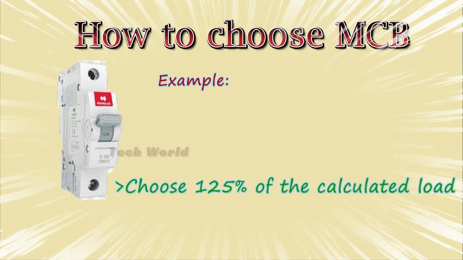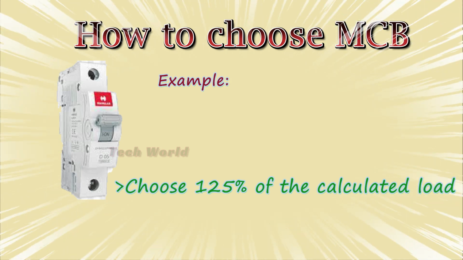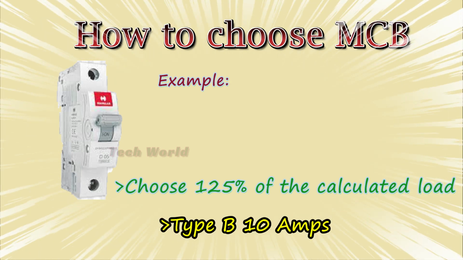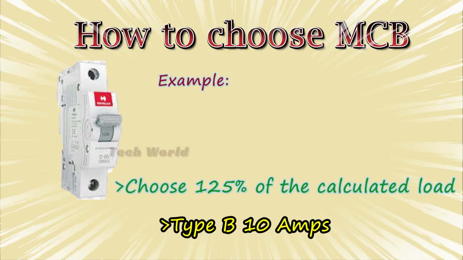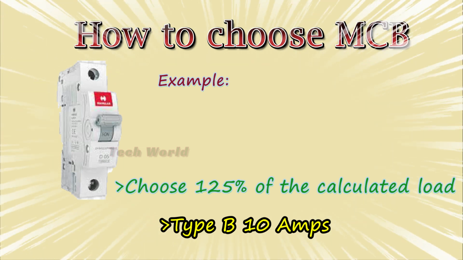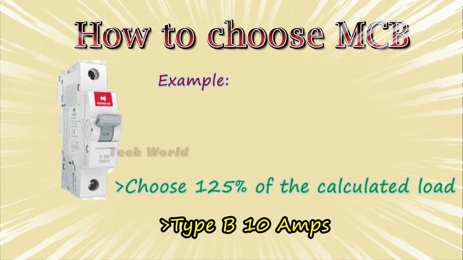Consider the type of MCB. Since this is a general household load, a Type B MCB should be sufficient for protecting against overloads and short circuits. Type B MCBs are commonly used in residential and light commercial applications.